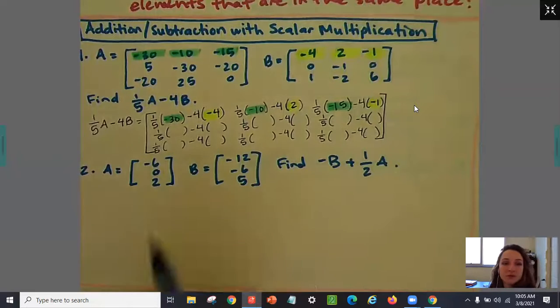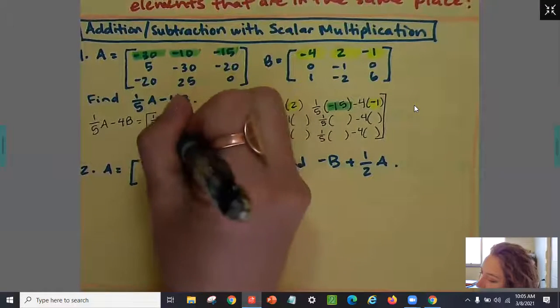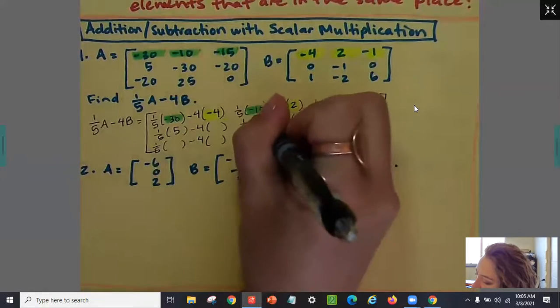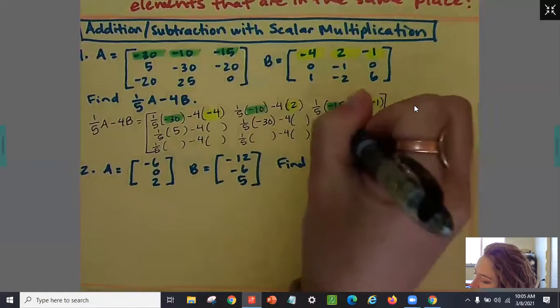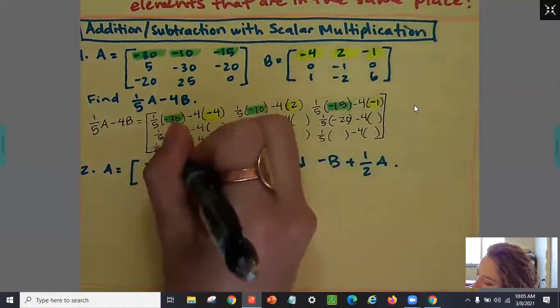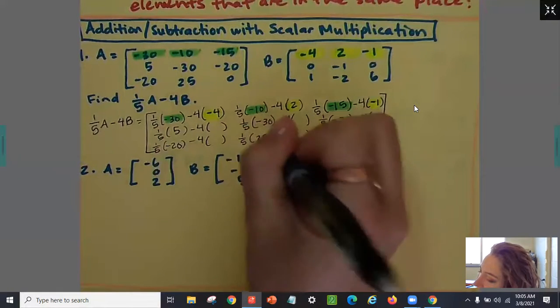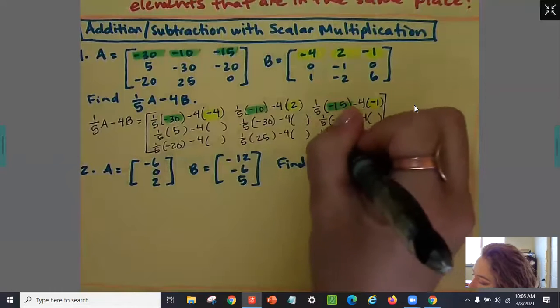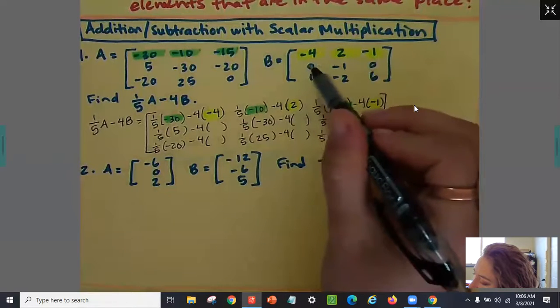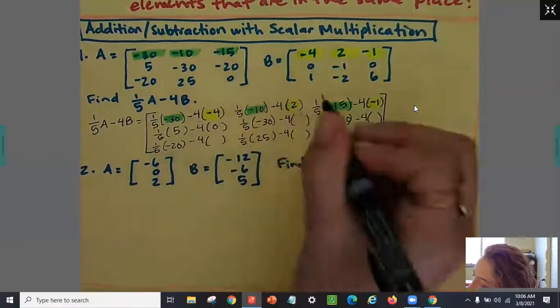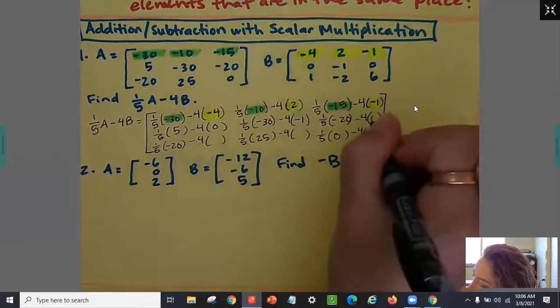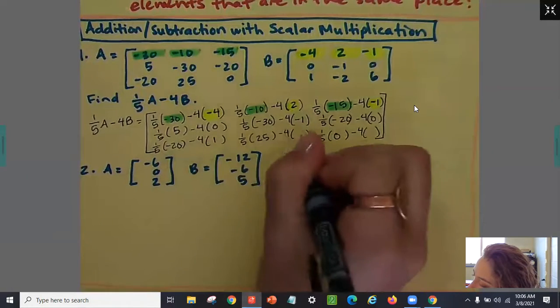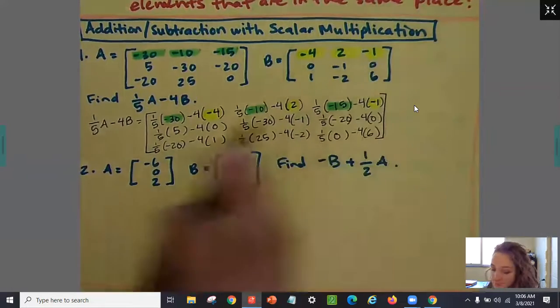All right, there we go. So I'm just going to fill in these values. We have 5, negative 30, negative 20. Then we have negative 20, 25, and 0. Then for the next one, we have 0, negative 1, 0, 1, negative 2, and 6.